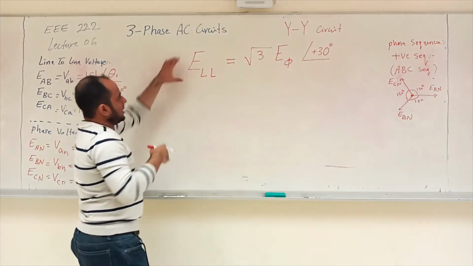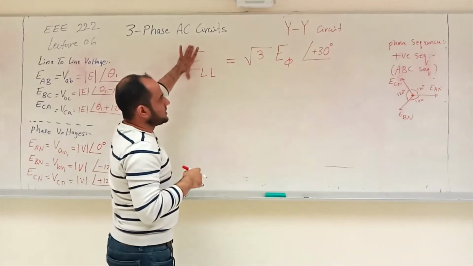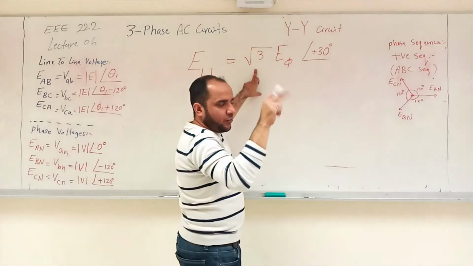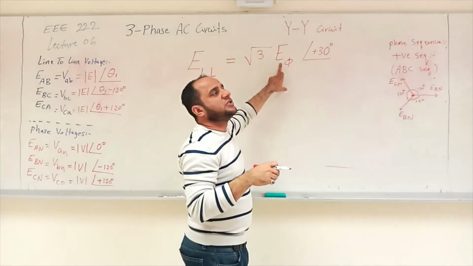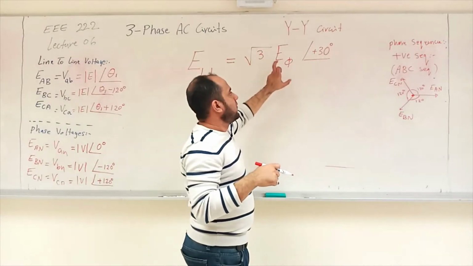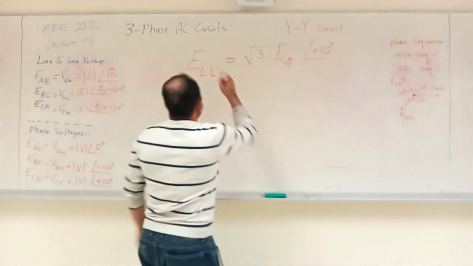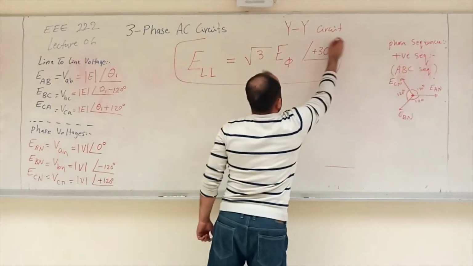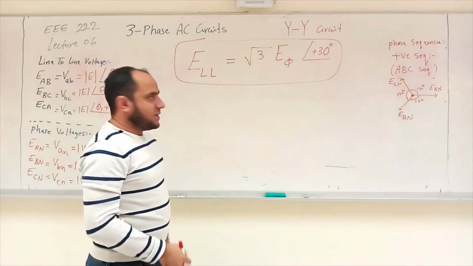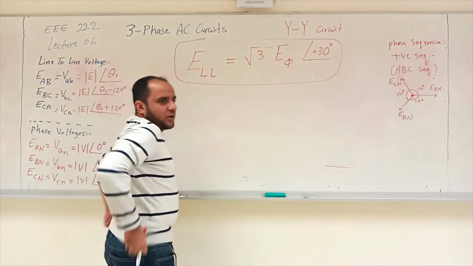That's the relation. Line to line voltage is equal to root of 3, which is 1.73, times line to neutral or phase voltage. This is a very important relation. Right. What about the currents? Now we have the drawing of the Y-to-Y system.